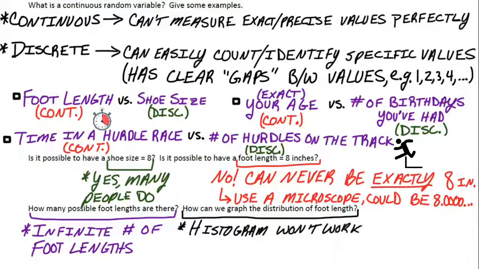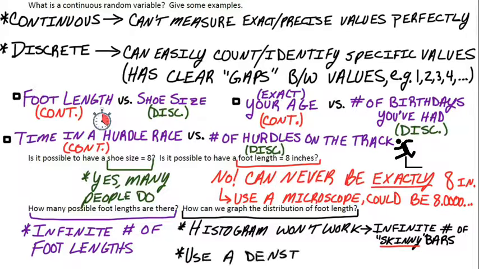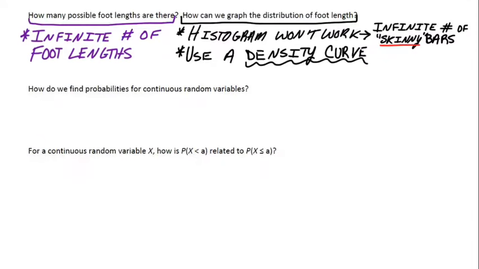A histogram won't work in this case, right? Because we would have an infinite number of really, really skinny bars to try to represent each really, really tiny decimal. So instead of trying to represent these with a histogram, we use a density curve, like a normal distribution, for example. Notice it's a smooth density curve. With discrete random variables, we could represent them with a histogram, but that won't work for continuous random variables. So we can use a density curve, like a normal curve, for example.